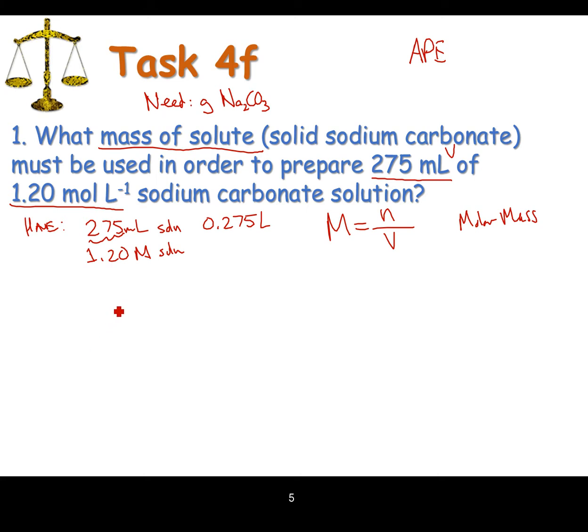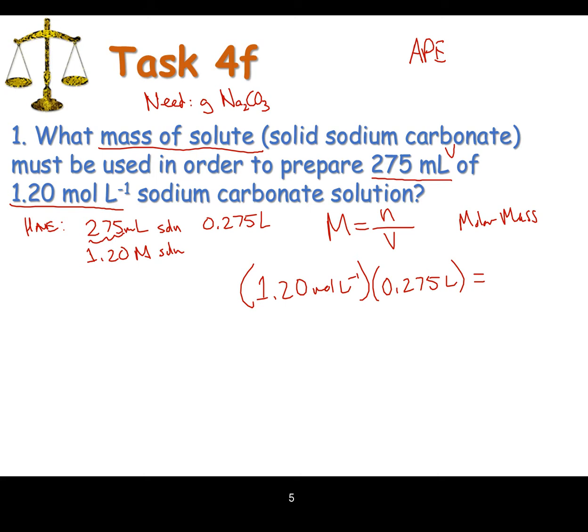The first thing is, again, plug in for our molarity, 1.20 moles per liter. Note that I'm putting the actual units here. These moles per liter, if I rearrange this equation, it's molarity times the volume, which was 0.275 liters. This is going to equal my number of moles.